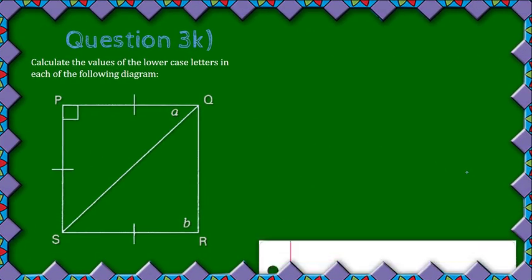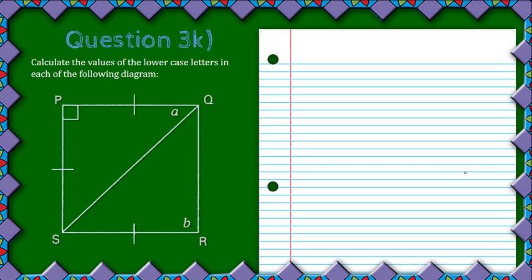Then for question 3K, calculate the values of the lowercase letters. So here we have A and B. Now we can see that this is a square, since we have this 90 degree and we have that these 3 sides are equal. We can also know that this one will also therefore be equal. So I can immediately state that B will be equal to 90 degrees. And my reason for that is angles of a square.